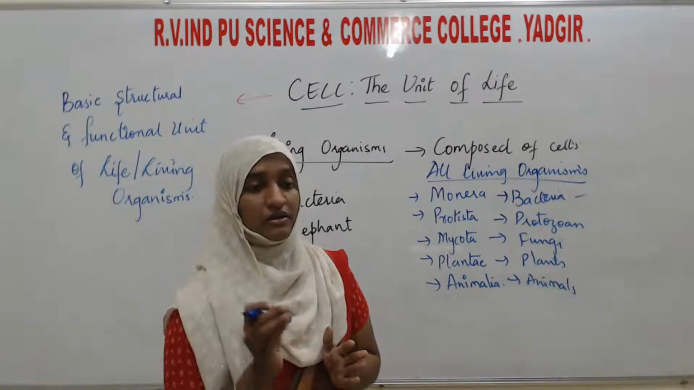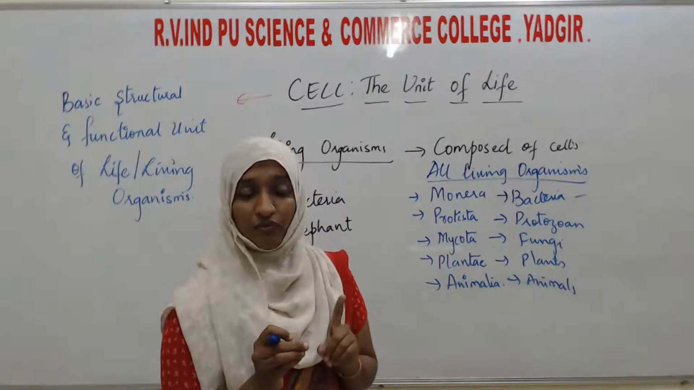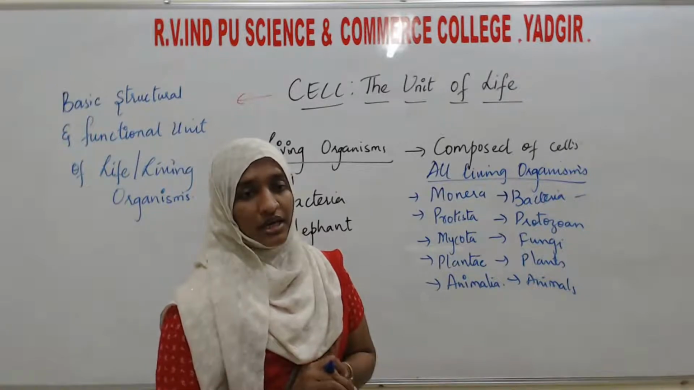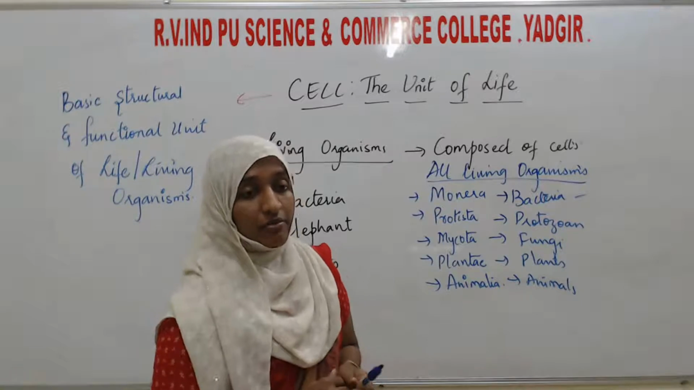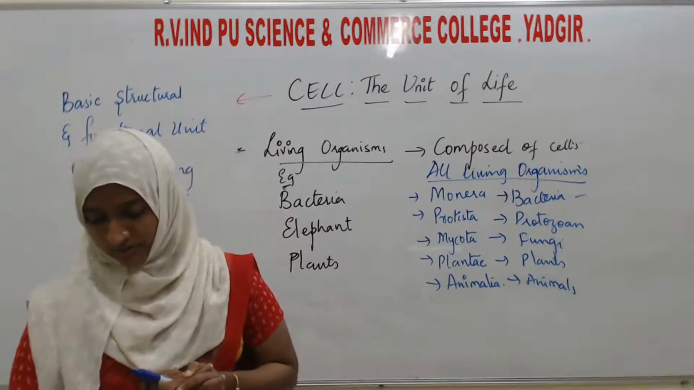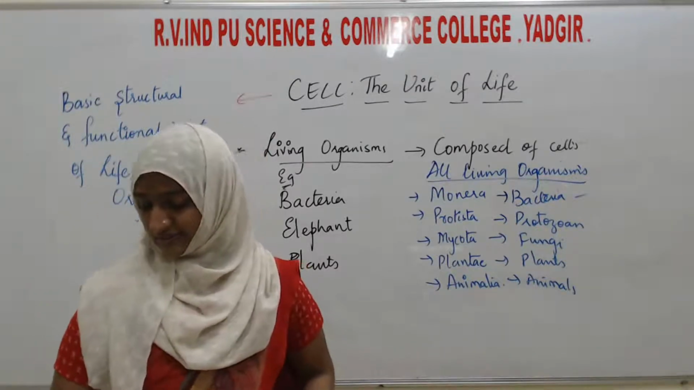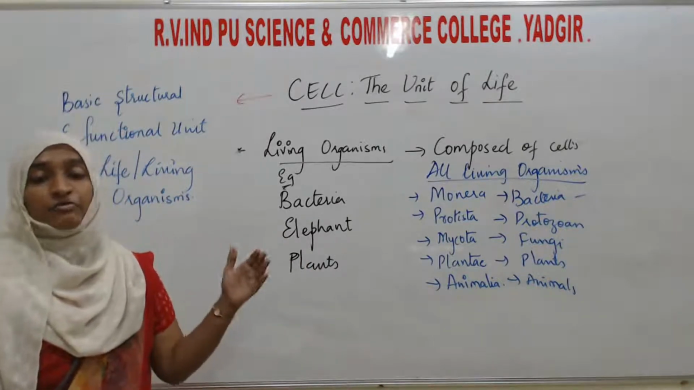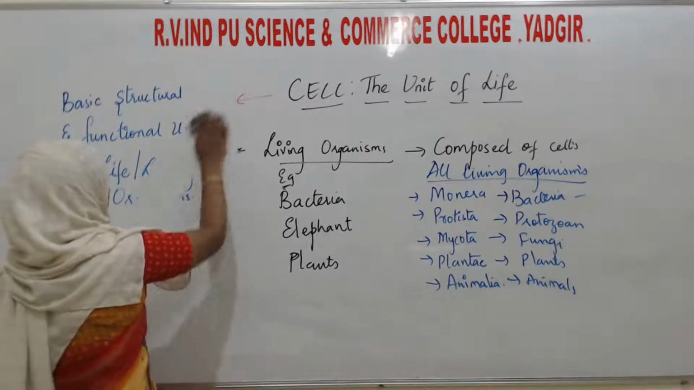The organisms which are composed of only one cell are known as unicellular organisms. And the organisms which are composed of many cells, a many number of cells, are known as multicellular organisms. See here, on the basis of the number of cells, what is the classification of living organisms? Let's see here.